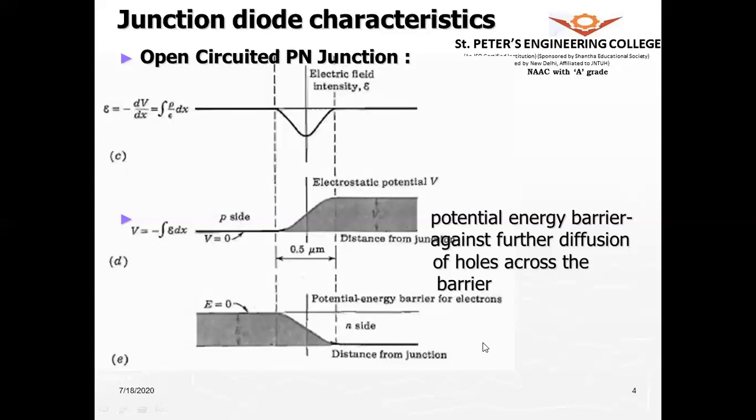Because of this barrier, there will be no further movement of holes from P side to N side, or movement of electrons from N side to P side. So this is an open circuited junction. What do we mean by open circuited junction? When we have not applied any voltage across the junction.